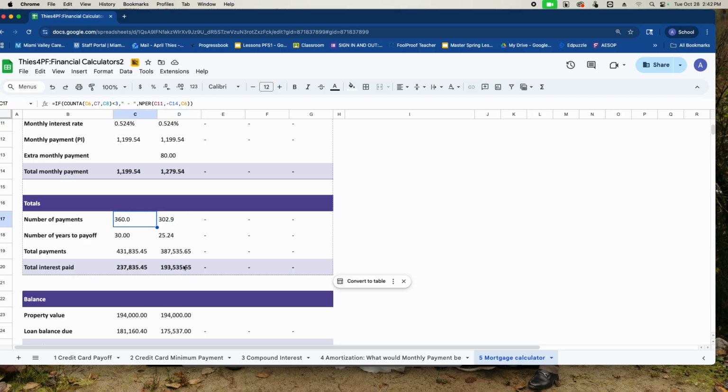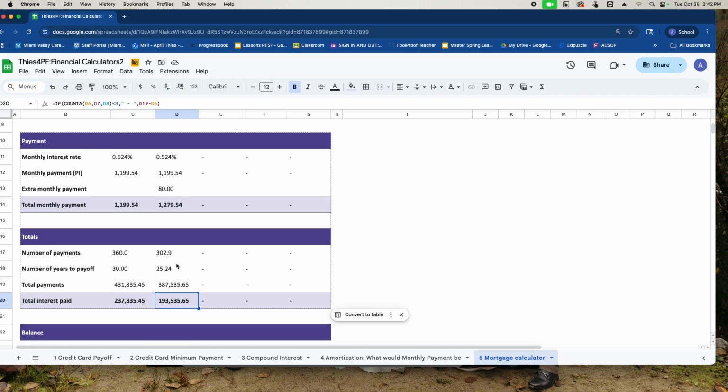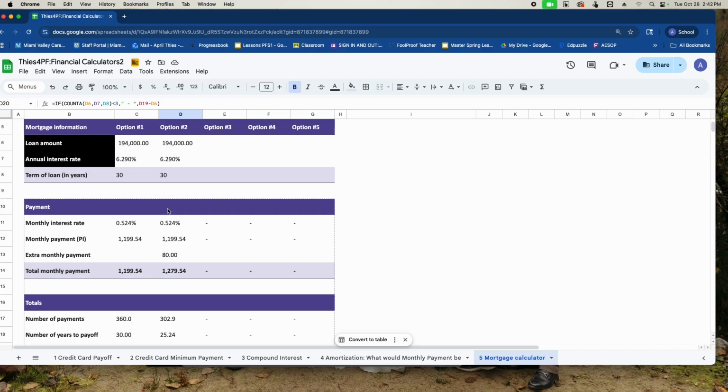And then I also ask you, what is your interest? And then I ask you to compare and contrast the interest from option 1 to the interest in option 2. You're going to do option 3 and the remainder of the questions on your own.